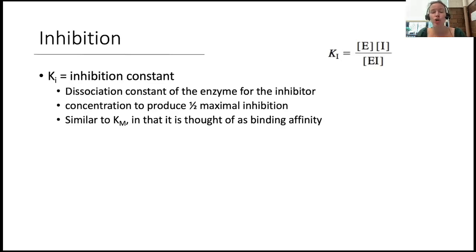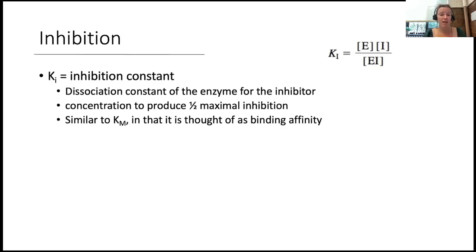In comes our new constant, Ki. This inhibition constant tells us how potent the inhibitor is. We can think of it as being very similar to Km. It is the concentration of inhibitor needed to produce 1/2 maximal inhibition. So slightly different than Km. Km is the concentration of substrate to reach 1/2 Vmax. But these are very similar, so it shouldn't feel like a totally new thing to you at all.